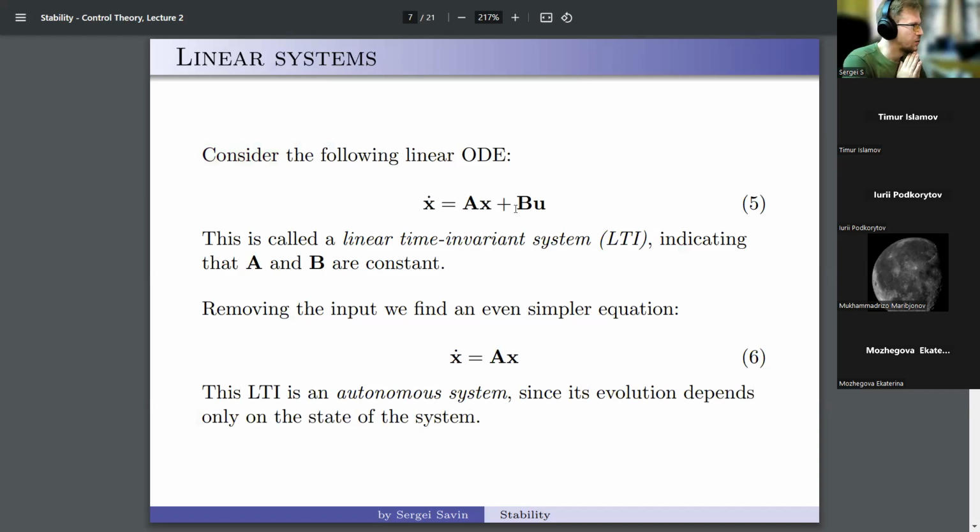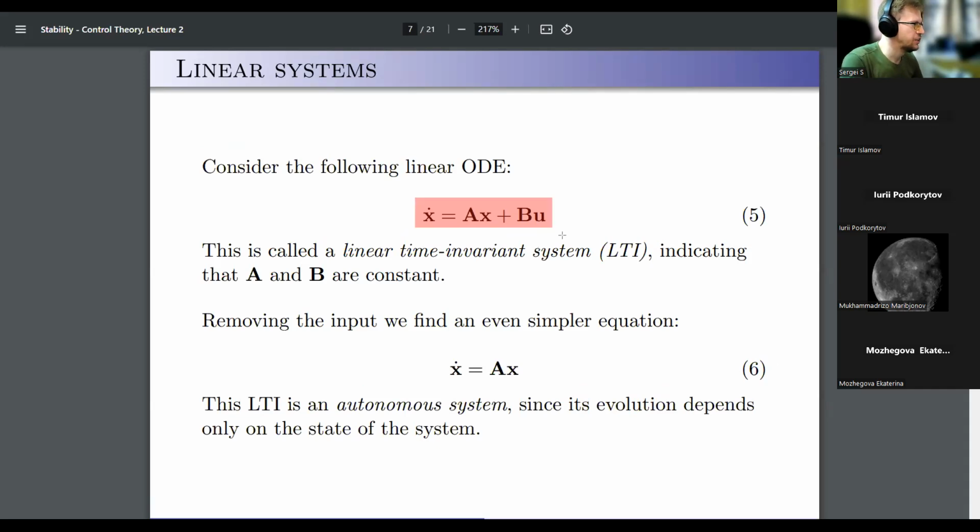Now, what we have is our specific familiar state space systems. Let's think about stability when applied to those. Let us consider this linear ODE. This is a linear time invariant system, LTI. The reason we call it linear is because it is linear with respect to decision variables, with respect to state and with respect to control.